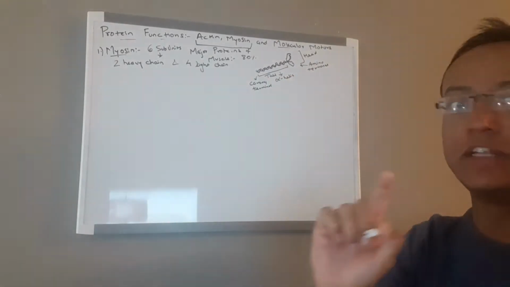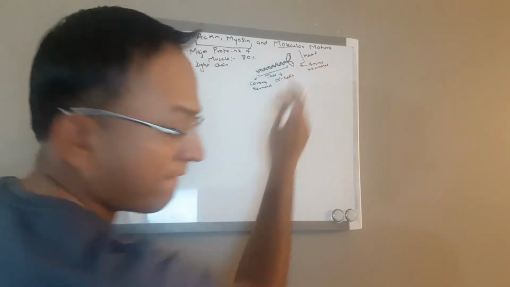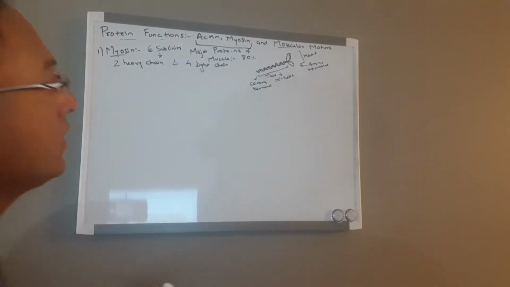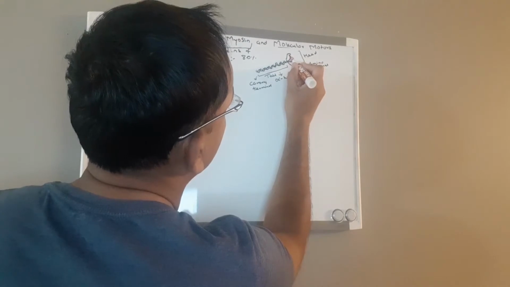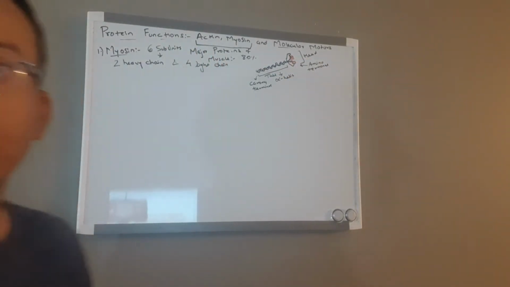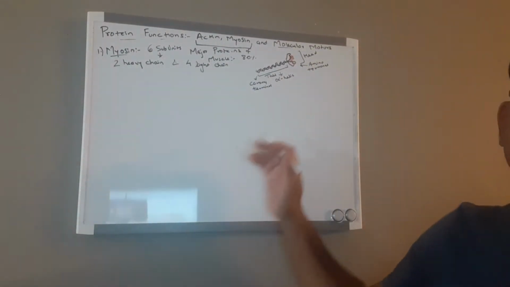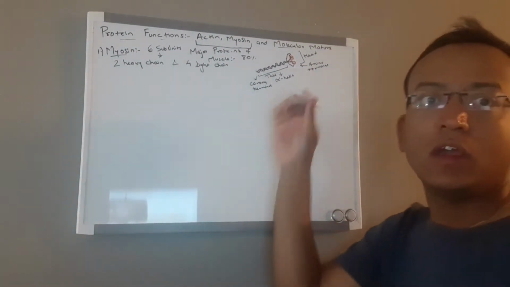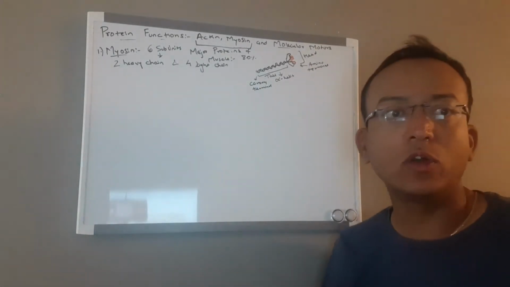And the light chains, so the light chains are associated with this globular domain. Light chains are something like this. The brown region you can see might be the light chain associated with the globular domain.